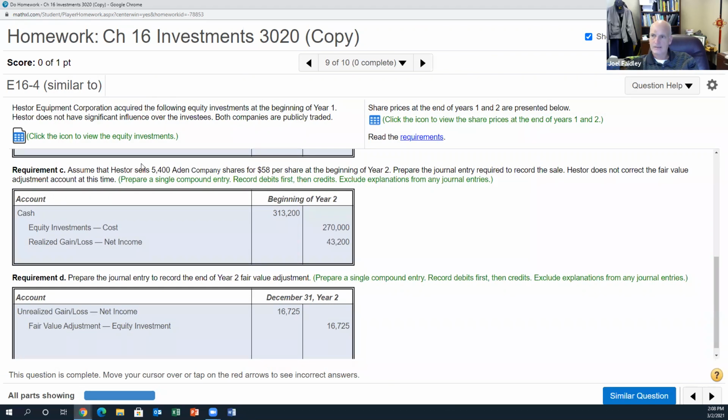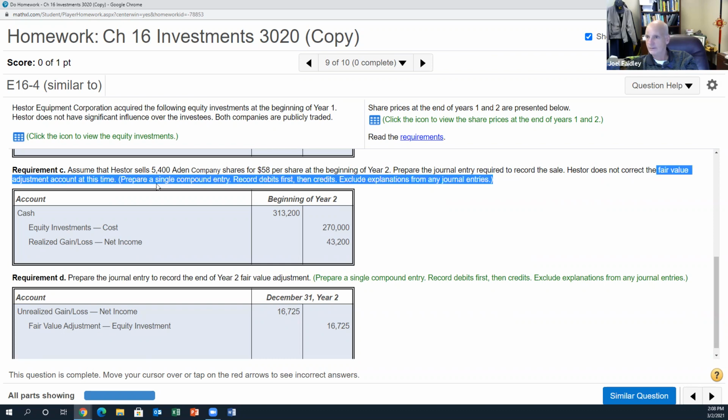Then they make it a little bit more complicated, but that's good. It says, assume that Hessler sells 5,400 Aiden Company shares for $58 per share at the beginning of the year. Prepare the journal entry to record the actual sale, because all this other is just a holding gain or loss. And we're going to correct the fair value adjustment after we record this.